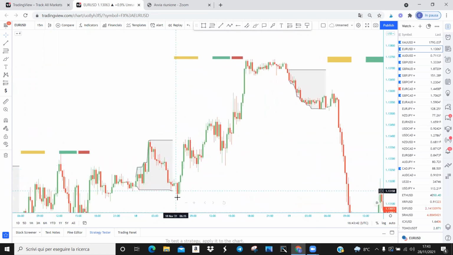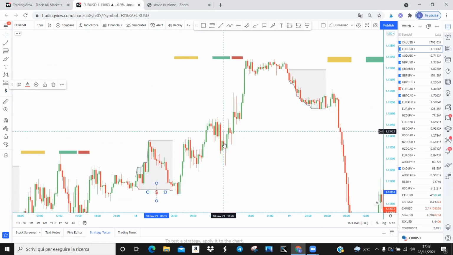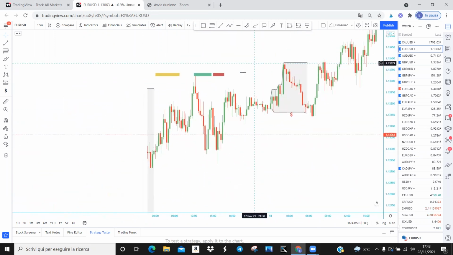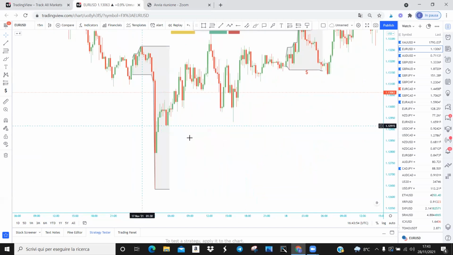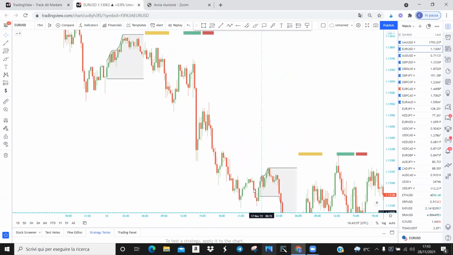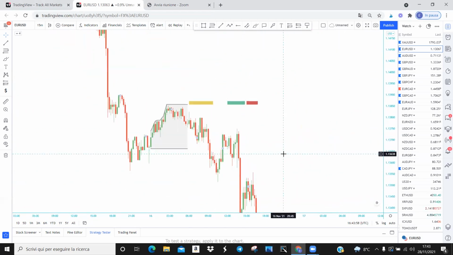Asian range, London manipulation of the range to the downside, as you can see, continuation, New York pullback, continuation. Asian range, well, in this case, it just went crazy, so we cannot apply this. Maybe there were news or something. Here, Asian range, London breakout, retest, and continuation.